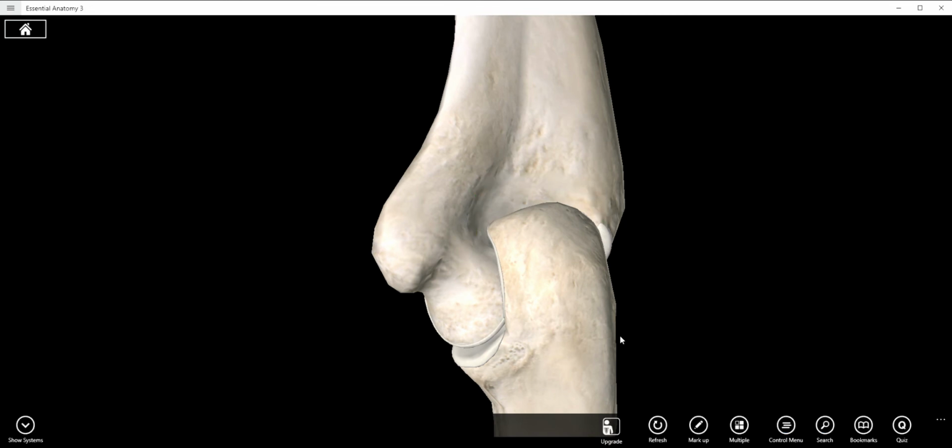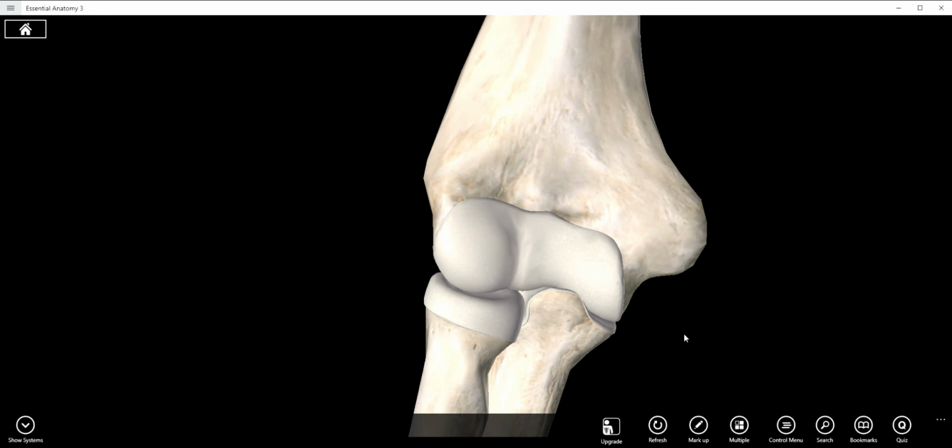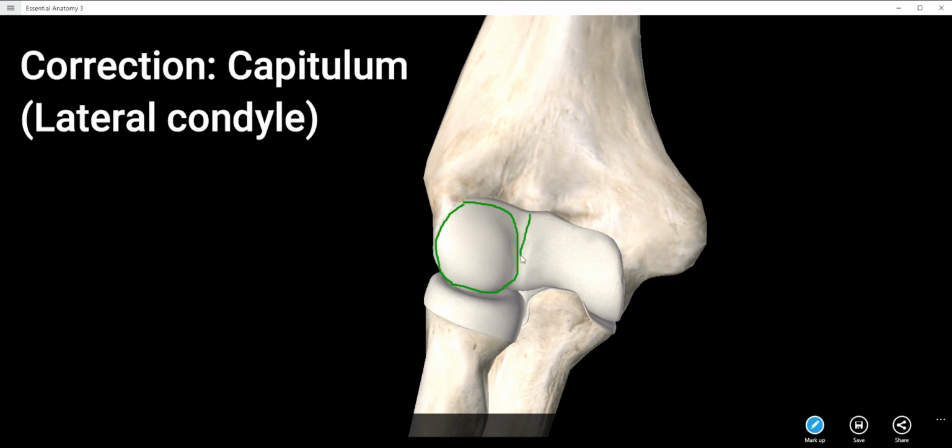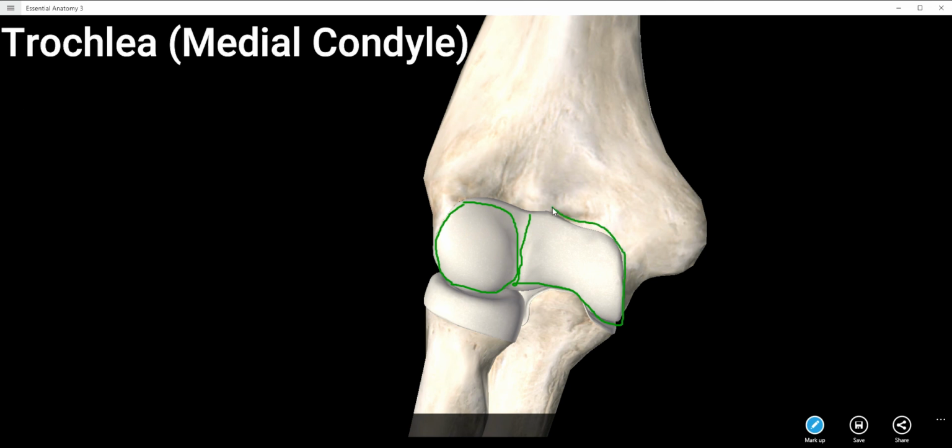That brings us to a few of our last structures here. So we have what's called the capitulum. Capitate means head. That's where the word decapitate comes from. And this looked like a head to someone, so it's called capitulum. Another name for it is the lateral condyle. And right next to the lateral condyle is the medial condyle right here, which is called the trochlea, because it looks like a spool of thread, and trochlea means spool. So those are your two condyles.